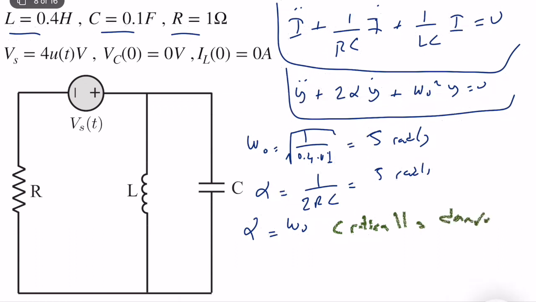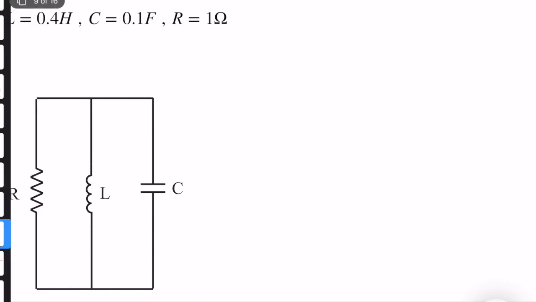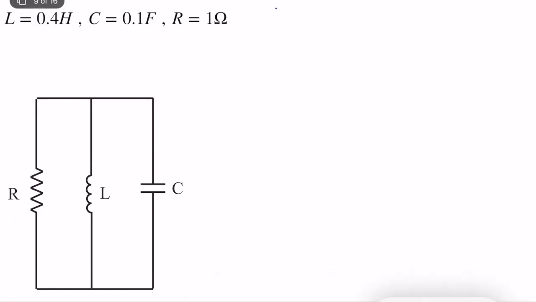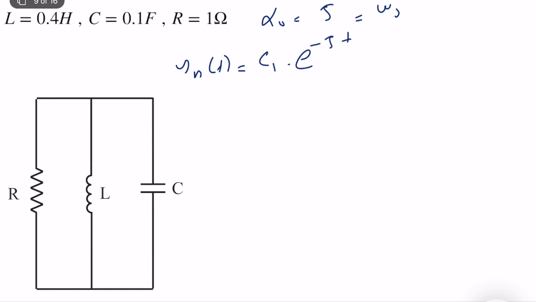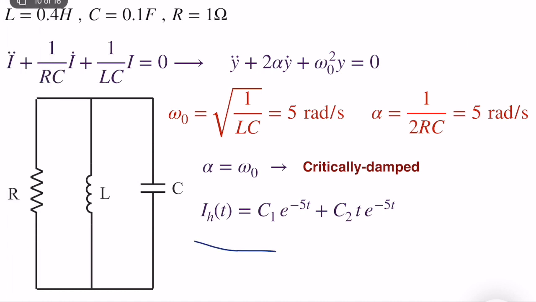So do we have more hints? No, we don't have more hints. When you have a critically damped system, alpha is equal to 5, and it's equal to omega 0. In a critically damped system, we can write y homogeneous of t in this form: C1 times e to the power st, where s is the pole or root, equal to minus 5 in this case, plus C2 t times e to the power minus 5t. So this is the homogeneous solution for the main variable which we use, the inductor current.